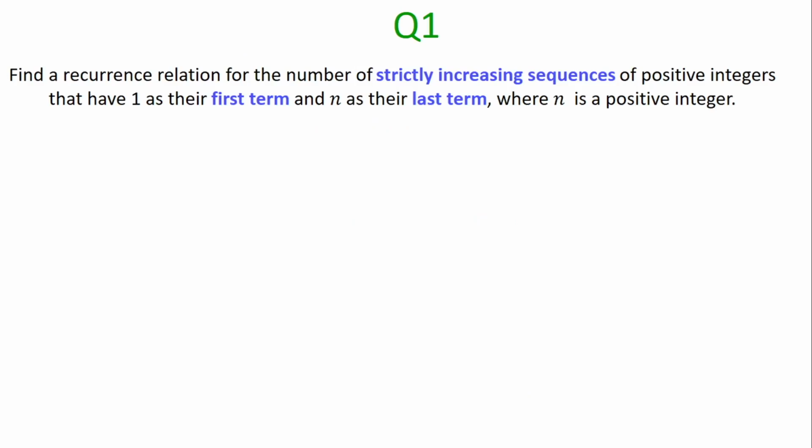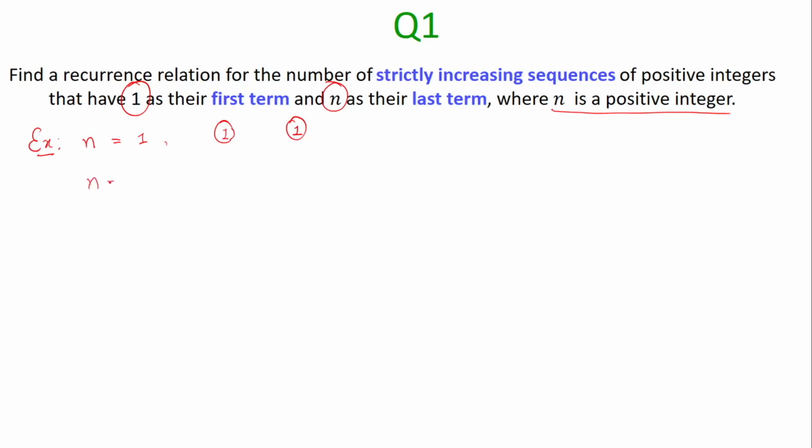Question number 1, we are supposed to find a recurrence relation for the number of strictly increasing sequences of positive integers that have 1 as its first term and n as its last term. Okay, where n is some positive integer, right? So for instance, if n equal to 1, then there is only one sequence which starts with 1 and ends with 1, and which is a strictly increasing sequence, right?